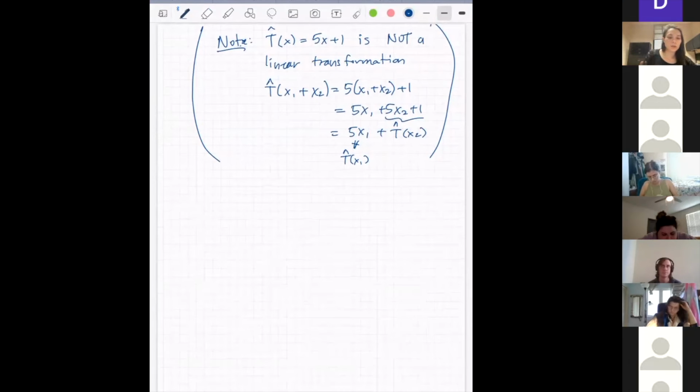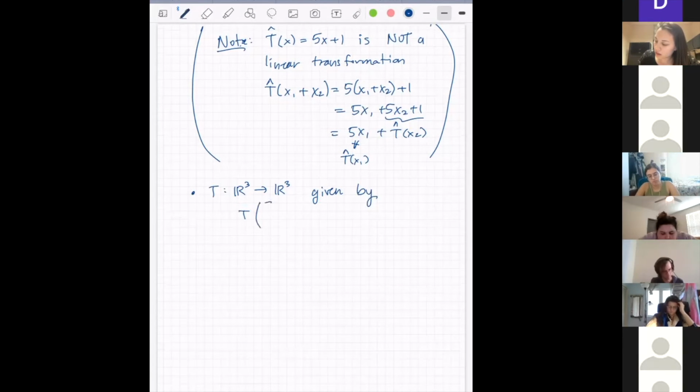Okay, so we're going to do some more examples. Here's an example of a linear transformation from R3 to R3. It will be given by t of a vector x. We'll just send this to x1, x2, 0. So it leaves the first two components alone and sends the third one to 0.